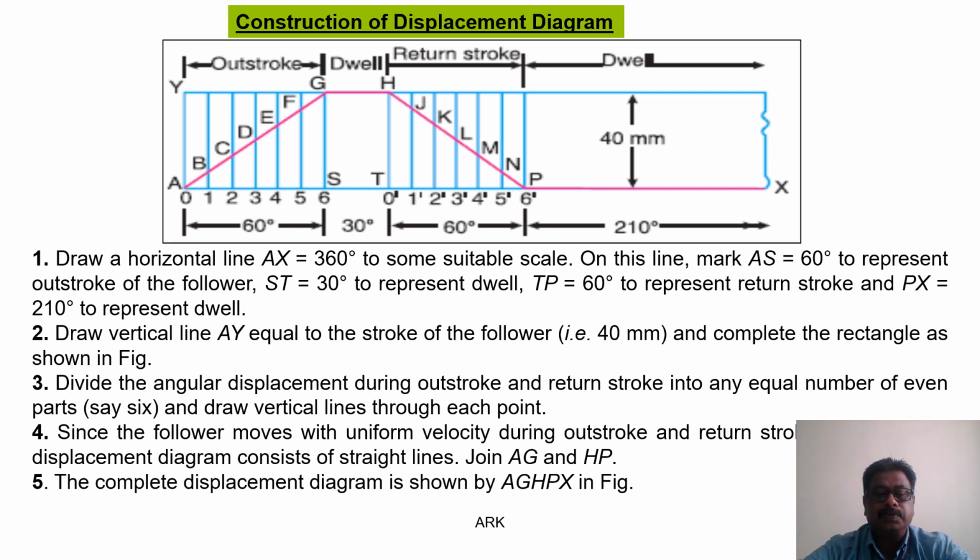Since the follower moves with uniform velocity during outstroke and return stroke, the displacement diagram consists of straight lines. Join EG and HP. The complete displacement diagram is shown in the figure by AGHPX.